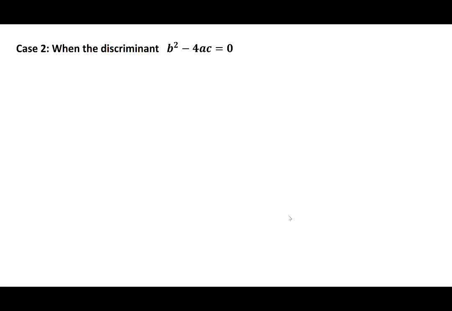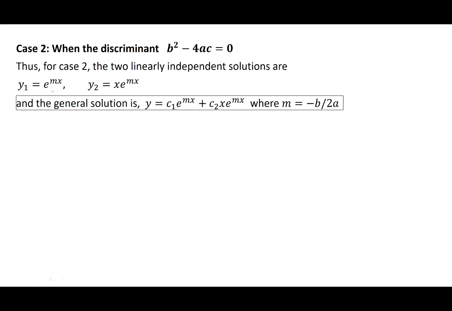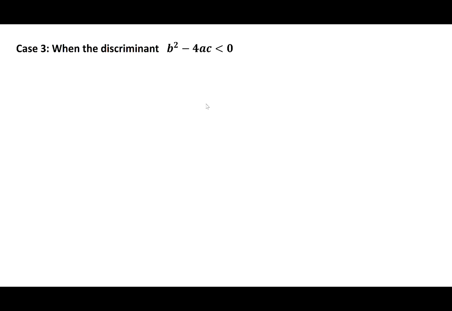As simple as that. So in this case, e to the mx is one solution, x e to the mx is the second solution, and the general solution itself is a linear combination of these. That is, take the first one and multiply by c1, plus the second one multiplied by c2. That's your general solution. Cool? All right, one last case is, what happens if b squared minus 4ac is less than 0?